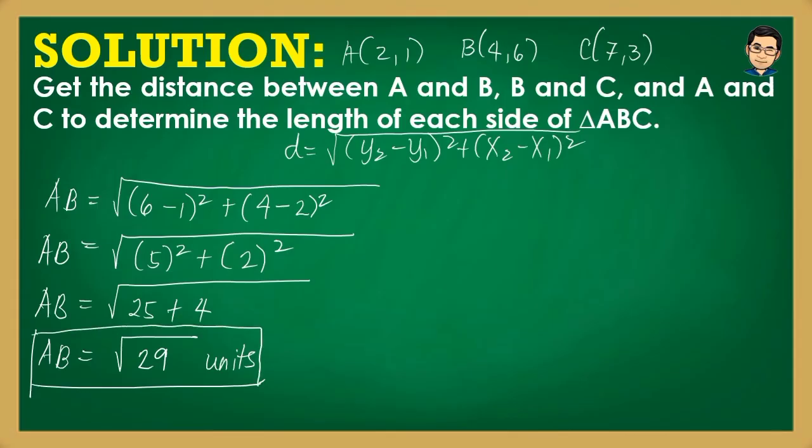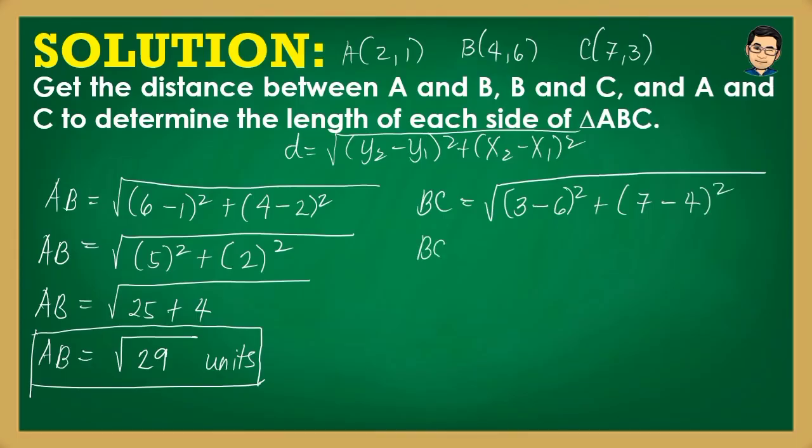Next, sa ano naman tayo? BC. Okay, BC equals, ganun din. So, yung B po, dito naman na magsisilbing x sub 1 and y sub 1. Tapos, yung coordinates ng C, x sub 2, y sub 2. So, y sub 2 is 3 minus y sub 1, 6 plus x sub 2, 7 minus x sub 1, 4.